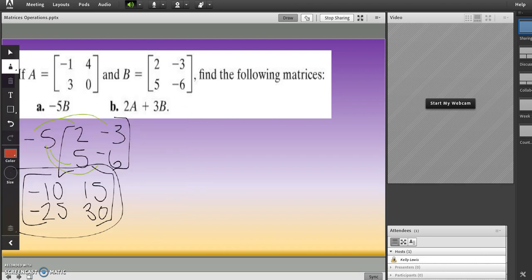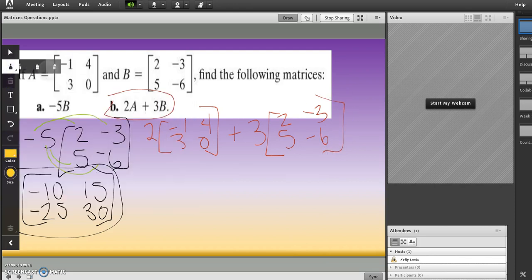This one, we're going to do 2 times a. So 2 times negative 1, 4, 3, 0. Then we're going to add it to 3 times 2, negative 3, 5, negative 6. All right, so first, let's distribute 2 to everybody. And we'll distribute 3 to everybody. And then we'll add it.